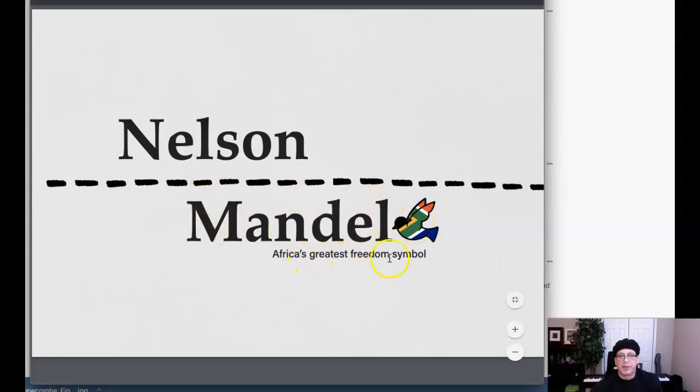The next thing is "America's greatest freedom symbol." That's good. I like the fact that you're adding a sans serif here to create some typographic variety. That's fantastic. Nice job there. Now, this looks like it's kerned out pretty nicely. So that works out very well.